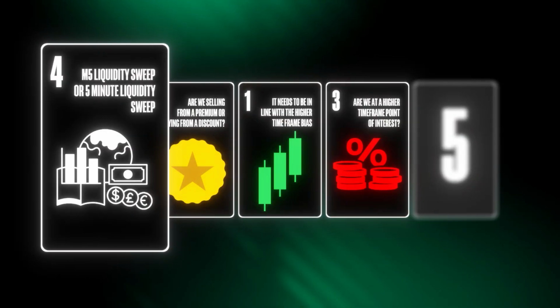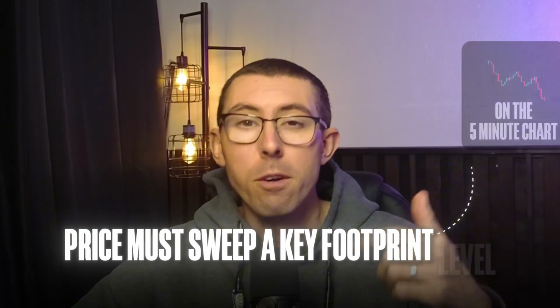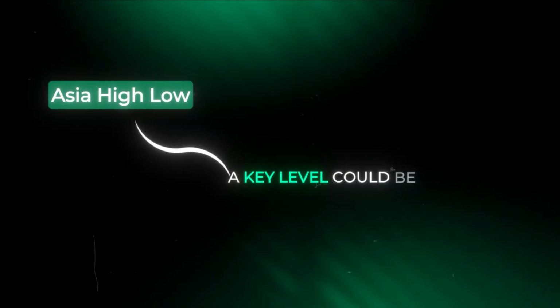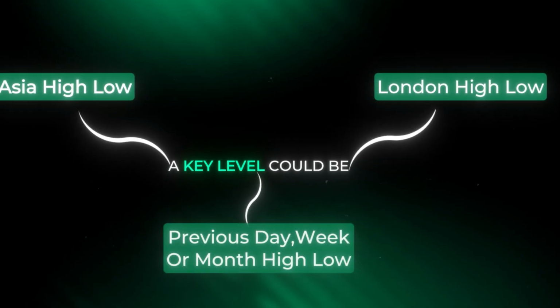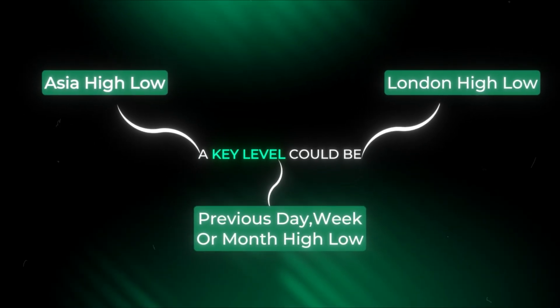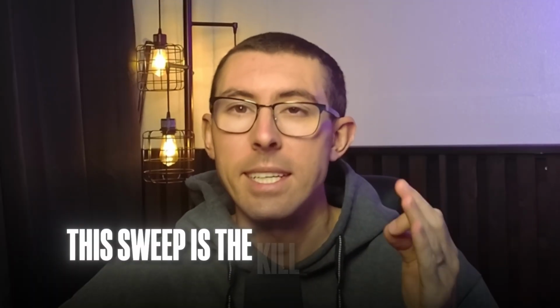The fourth thing on this checklist is a M5 liquidity sweep, or a 5-minute liquidity sweep. We need manipulation first. This means price must sweep a key footprint level on the 5-minute chart. A key level could be Asia high low, London high low, previous day, week, or month high low, or a 5-minute or 15-minute high low. This sweep is the kill shot chambering, and it fuels that reversal or that continuation to get shot through.